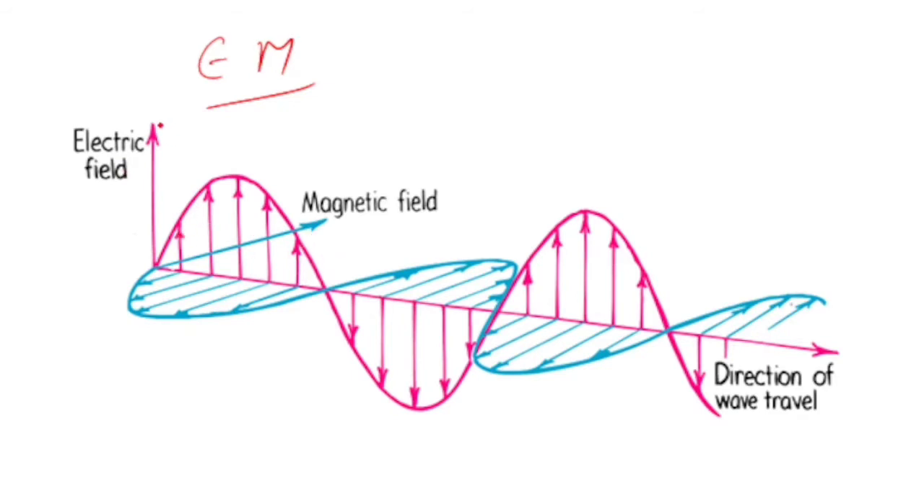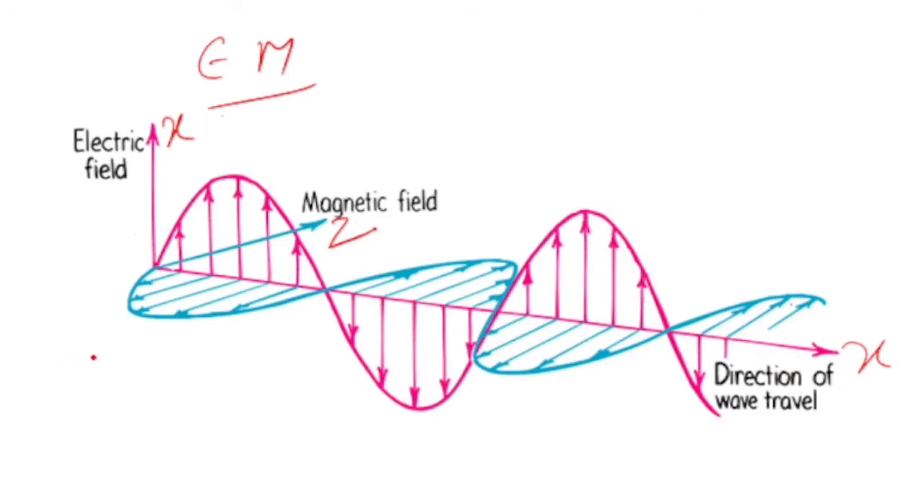In this direction, the electric field is there. In this y direction, z direction, the magnetic field is there. And this x direction is the direction of propagation of the wave. So electromagnetic waves are those waves in which the electric field and magnetic field change continuously and are perpendicular to each other as well as to the direction of propagation of the wave. This is the diagram of an electromagnetic wave.